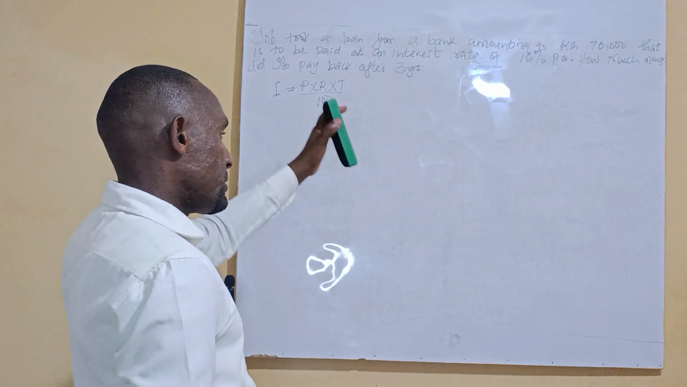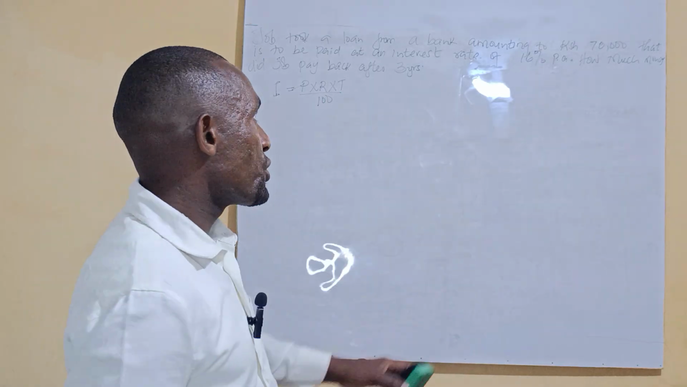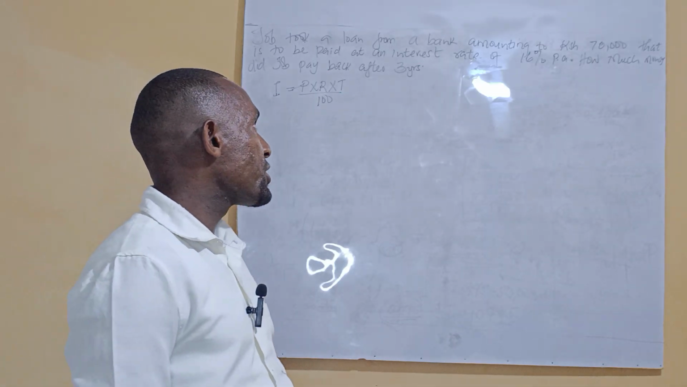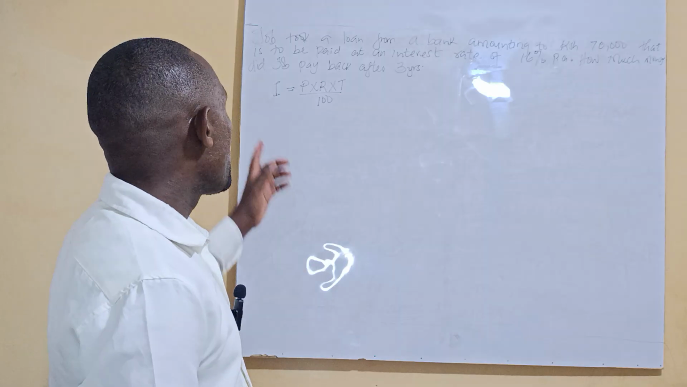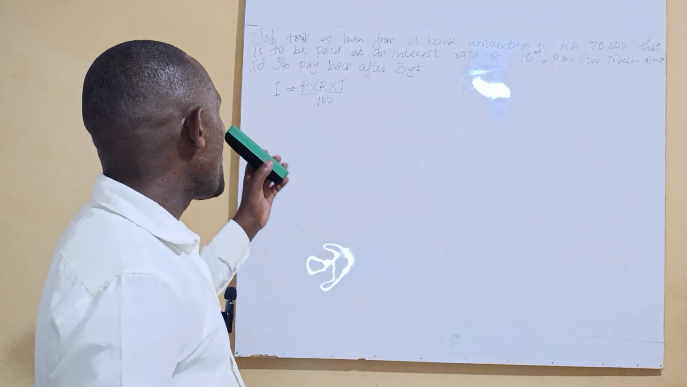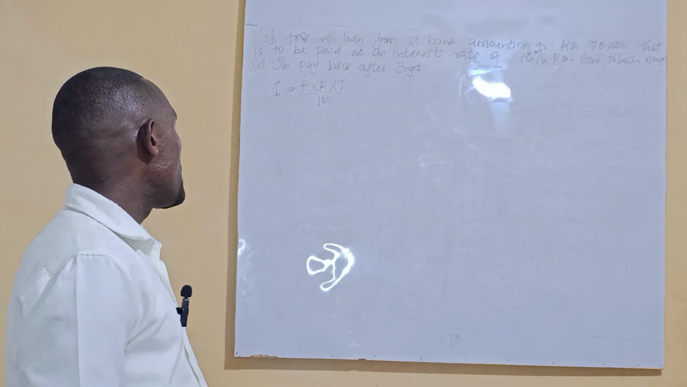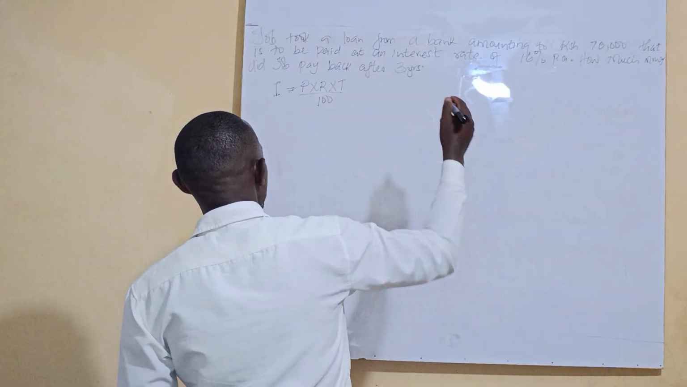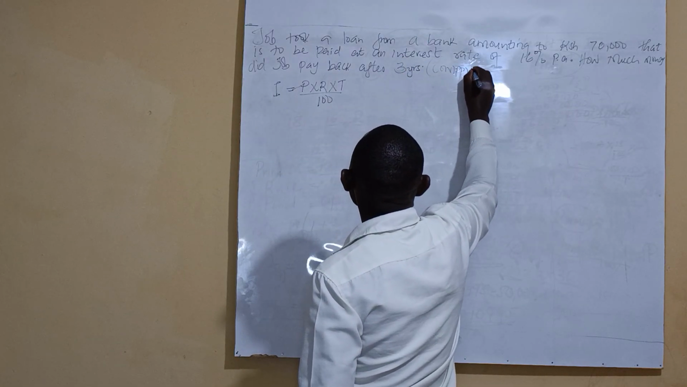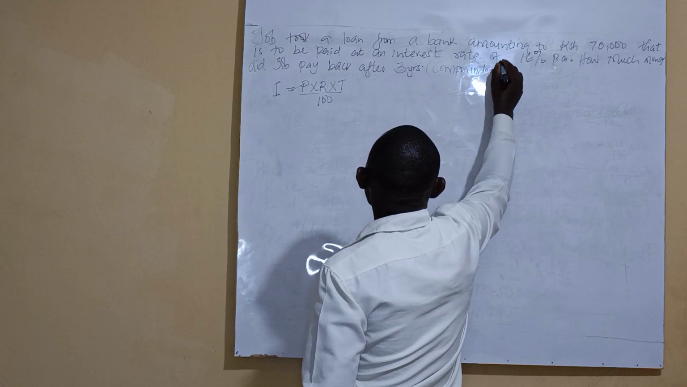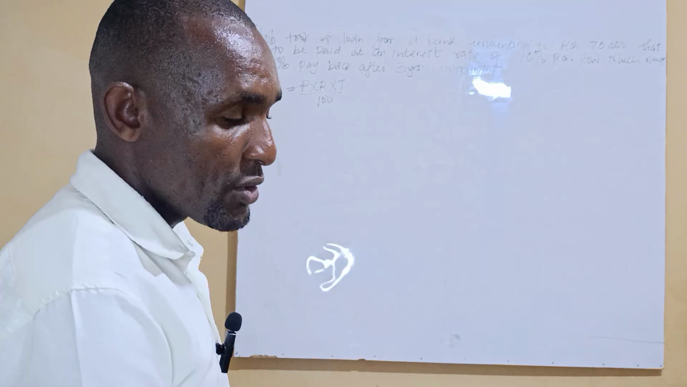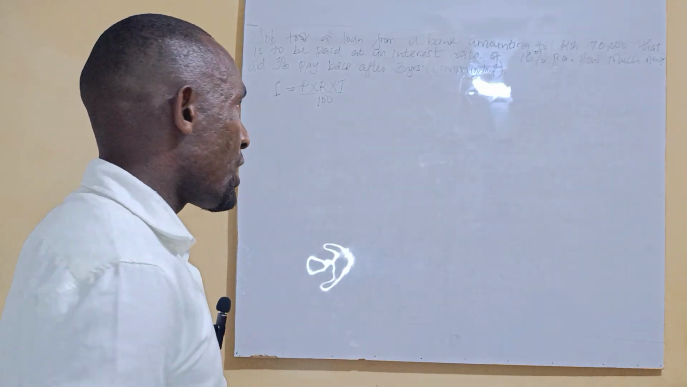So practically, let's work out this question. You've been told that Job took a loan from a bank amounting to 70,000 shillings that is to be paid at an interest rate of 16%. How much money did Job pay back after 3 years? So we are going to say this one is now compounding. Being compounded means it is going to be added, so it is going to keep on accumulating.